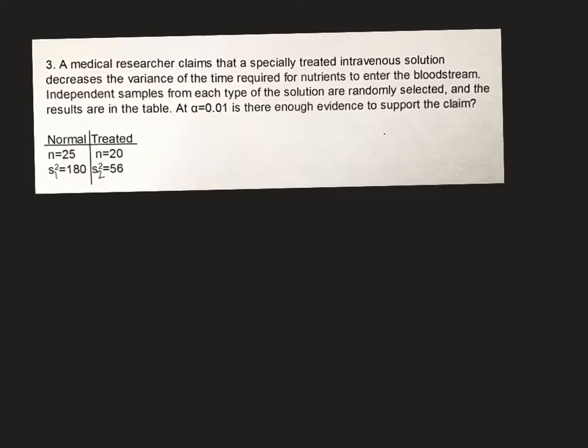A medical researcher claims that a specially treated intravenous solution decreases the variance of time required for nutrients to enter the bloodstream. Independent samples from each type of solution are randomly selected and the results are in the table. At alpha equals 0.01, is there enough evidence to support the claim? So that means we go back to our more normal hypotheses here. Remember, we're talking about population variances.